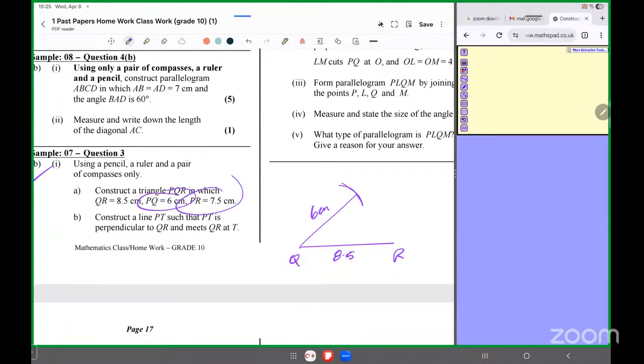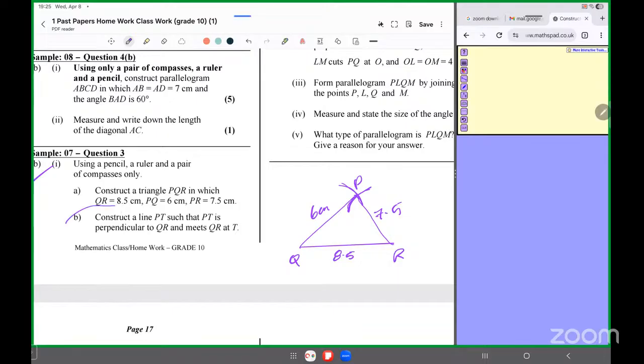PR is 7.5. So I want to make a line up here from P, so this must be 7.5, by making an arc here. That's how we're going to construct that one. But first, we'll just go through and do it.